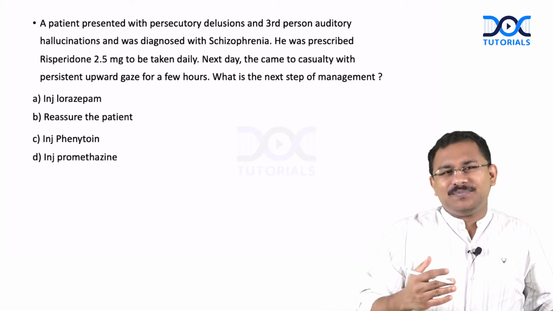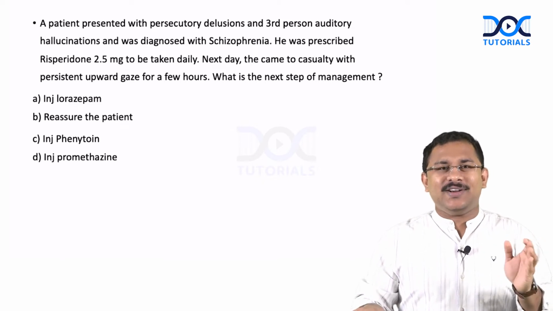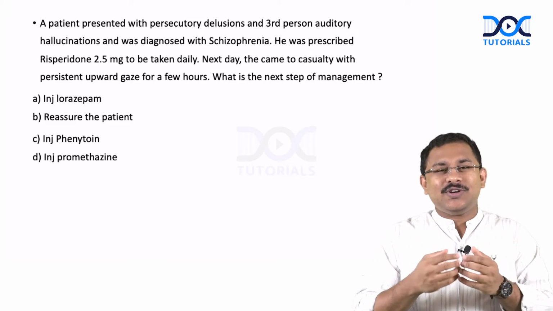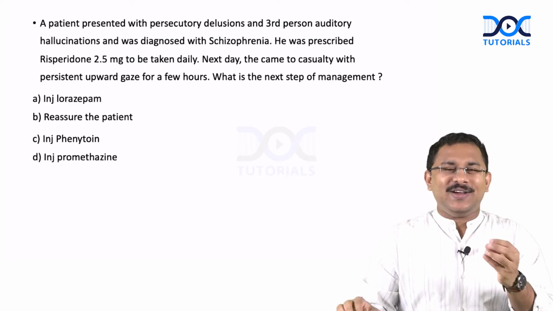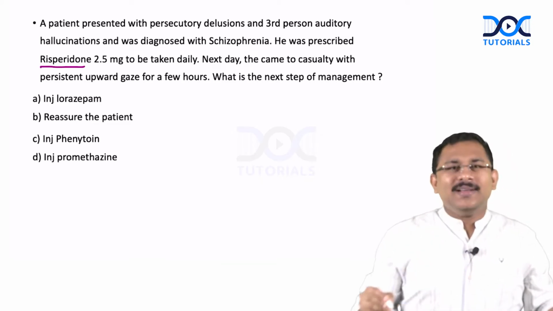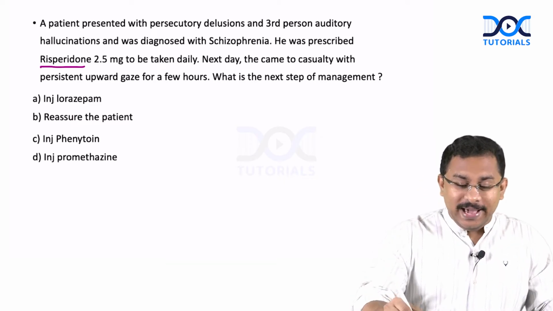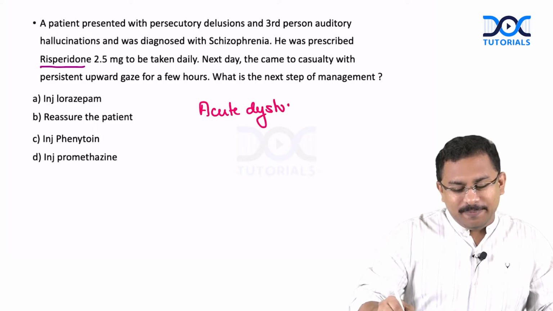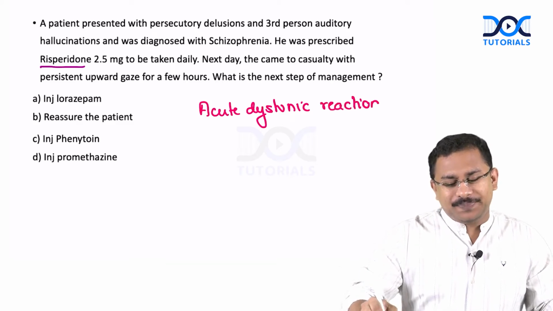Well, often in entrance exams, they do ask you questions based on the side effects of antipsychotic drugs. And many times the examiners are inclined to asking questions based on the long-term adverse effects of antipsychotics. But here they have asked a question specifically on an acute adverse effect. When you administer an antipsychotic like risperidone, the patient can develop an acute adverse effect in the form of acute dystonic reaction. Remember, I again stress on the word acute.